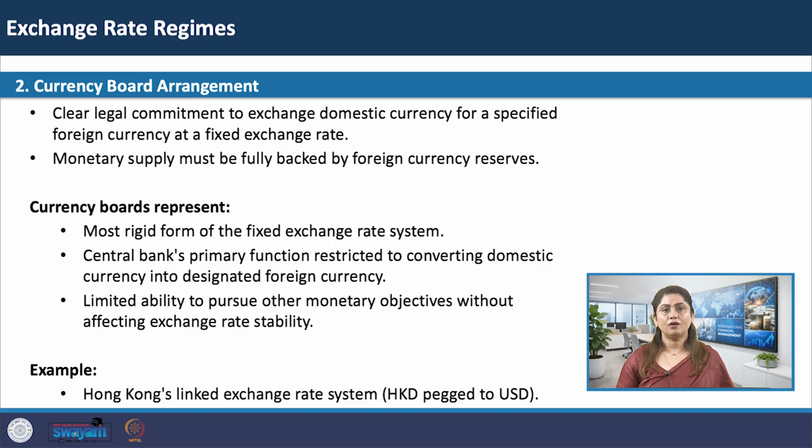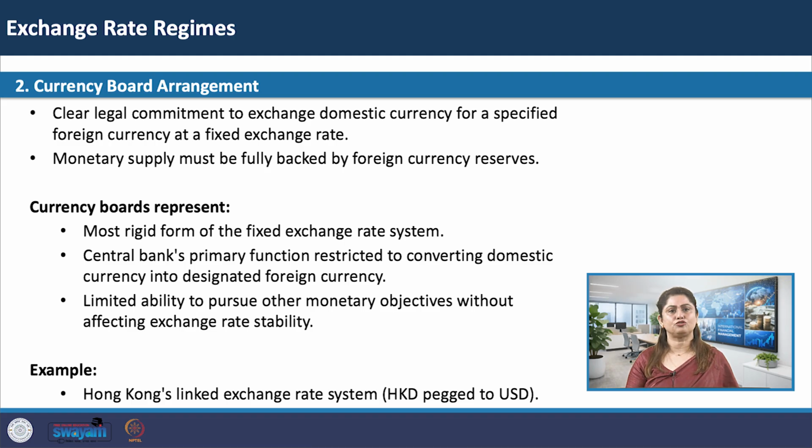It cannot increase the money supply to finance government spending. Hong Kong is a famous example. The Hong Kong dollar is pegged to the US dollar through a currency board system. The exchange rate is fixed at 7.75 to 7.85 Hong Kong dollars per 1 USD. Hong Kong has maintained this peg since 1983.